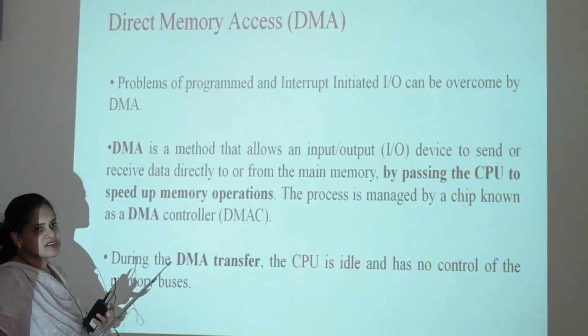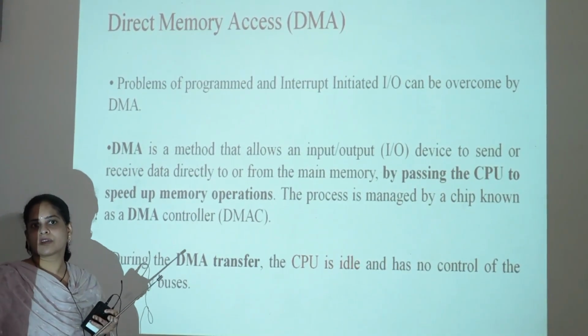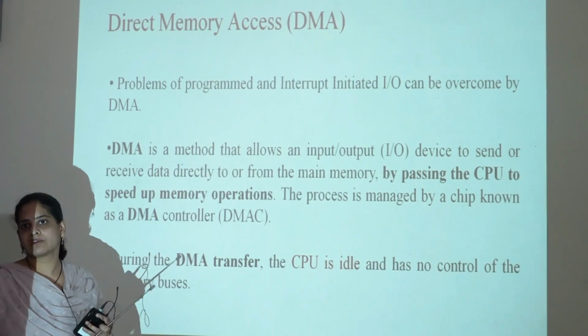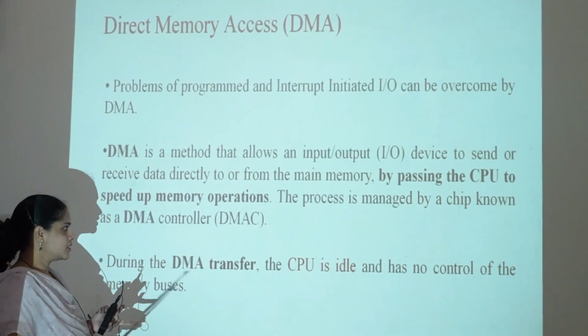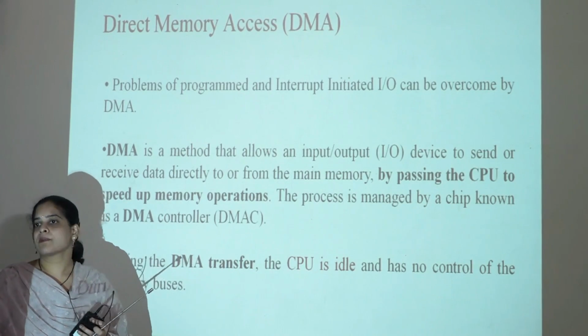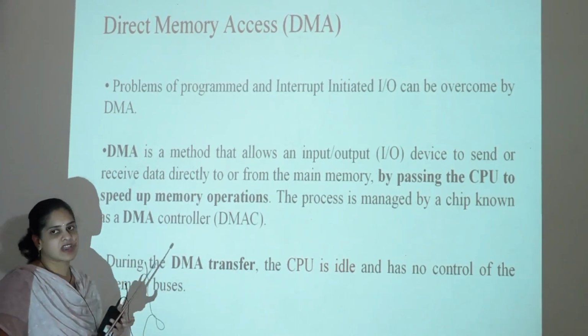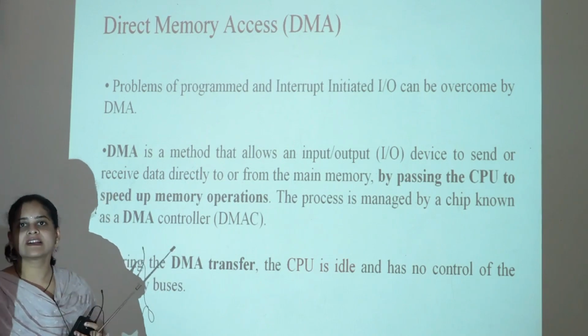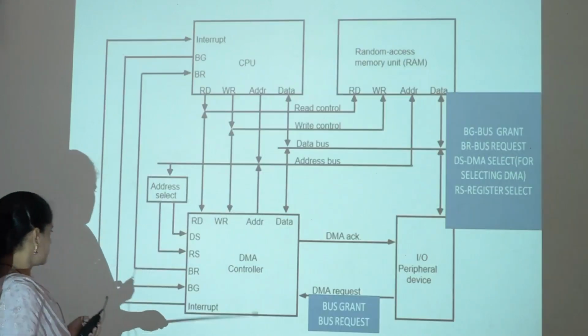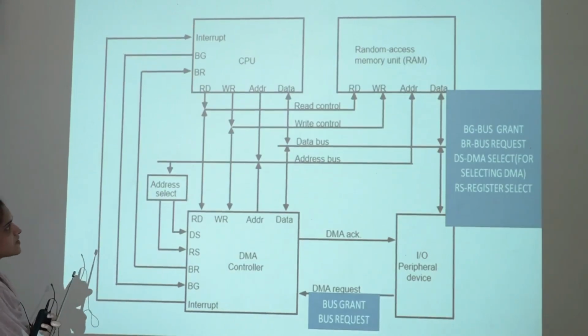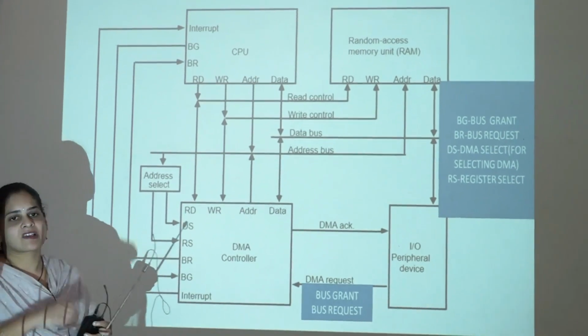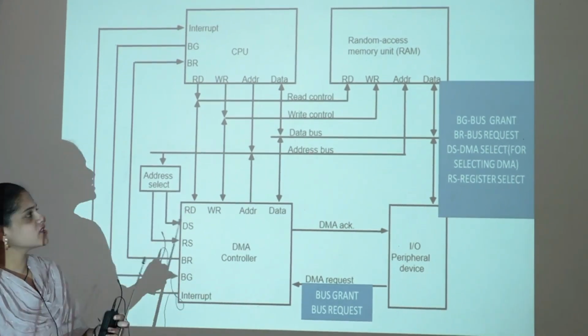So during the DMA transfer, there is no intervention of the CPU. It is just idle, it will not do any operation or any type of data transfer. That is actually done by means of a controller of a DMA, which is called a DMA controller. So this is a diagram which explains how a direct memory access works without the intervention of the CPU.